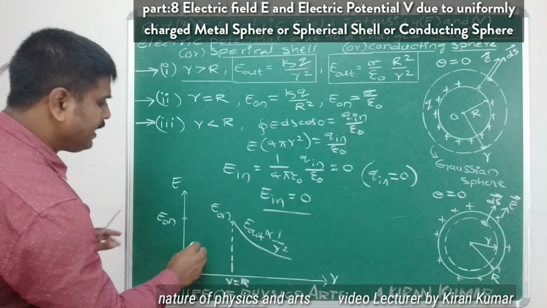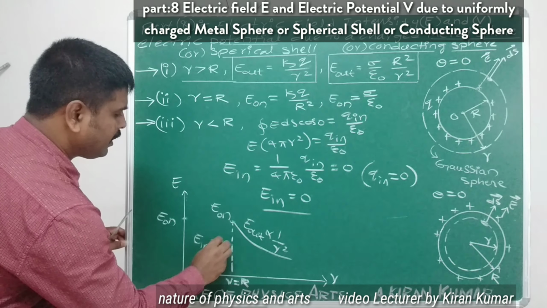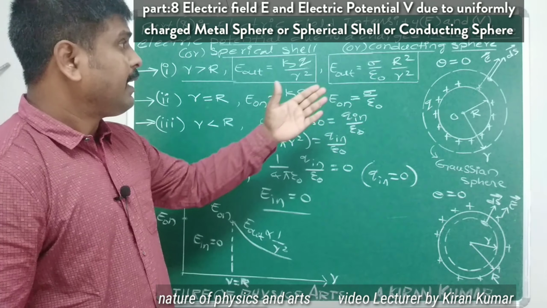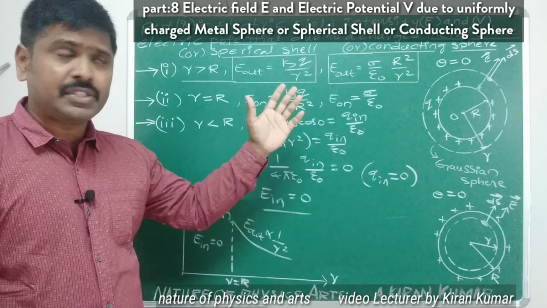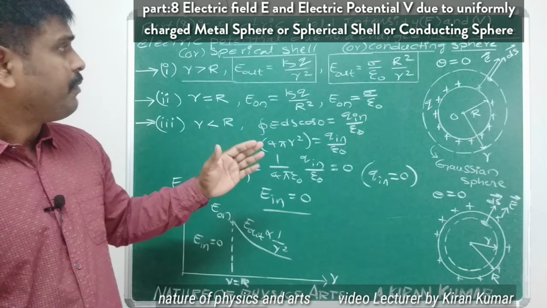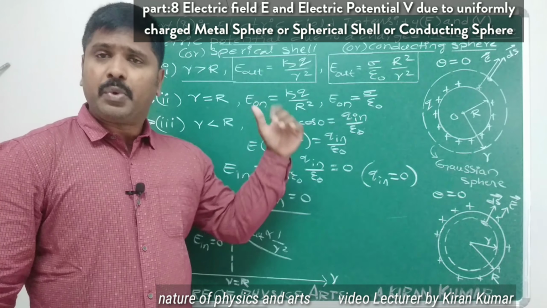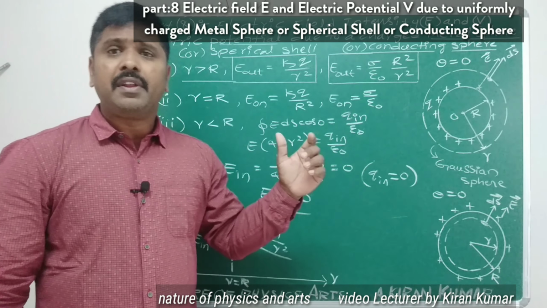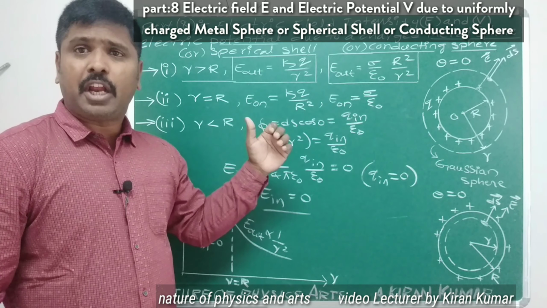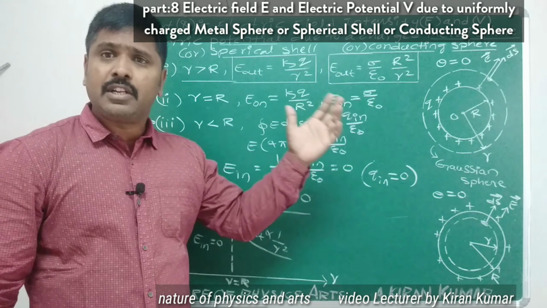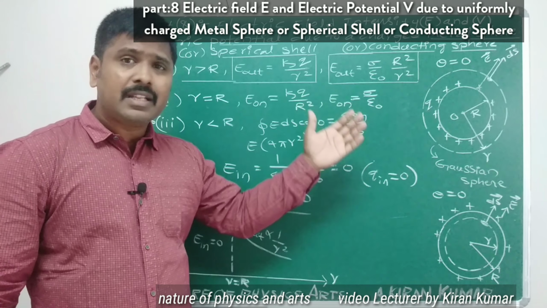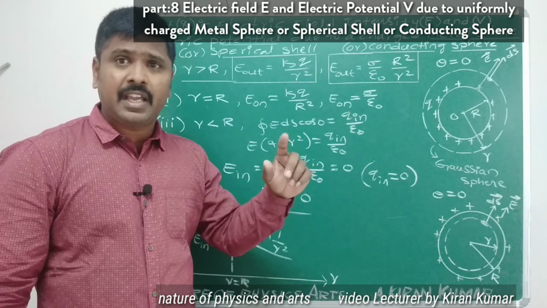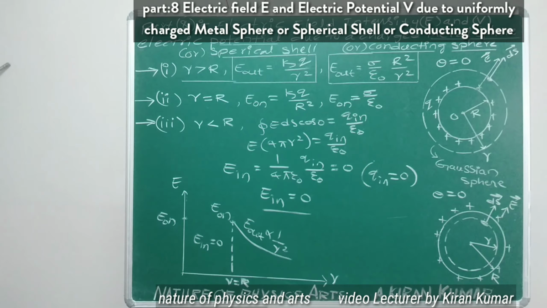But E_in is equal to 0. There is no electric field inside the spherical shell. This is the graph of electric field intensity for the conducting sphere or spherical shell. We did it with the help of Gauss law: first outside, second on the surface, and third inside the surface. Based on the E-V-d relations, we can find the electric potential for the three conditions, that is potential outside the spherical shell, on the surface, and also inside the spherical shell. We can discuss it with the graph. Just a second, I will clean the board.